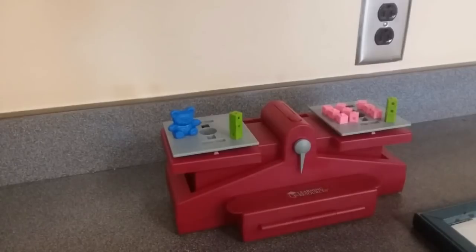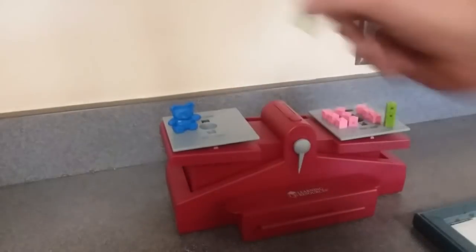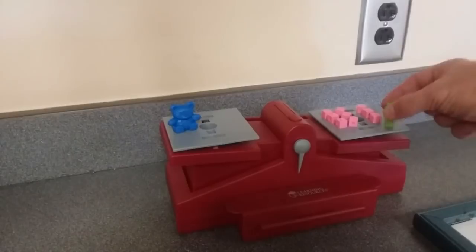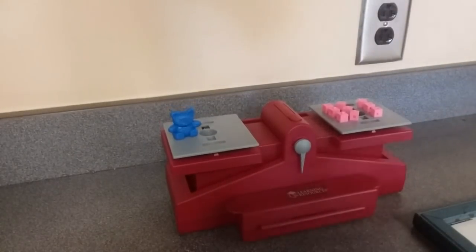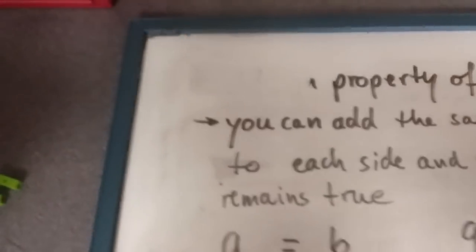Same thing happens for subtraction. You can subtract the same amount from each side. For example, if I take off 3 from this side, now we're not balanced, but if I take off the same amount on that side, then we're balanced again. Okay, so the subtraction property of equality.